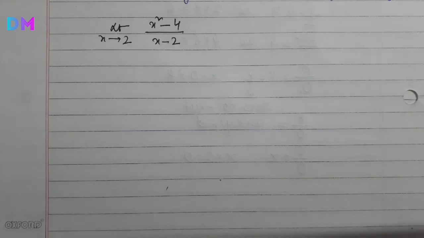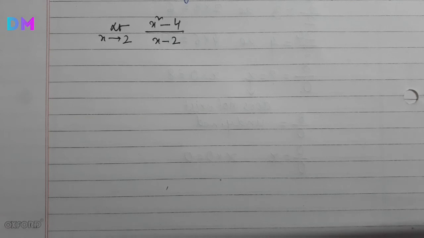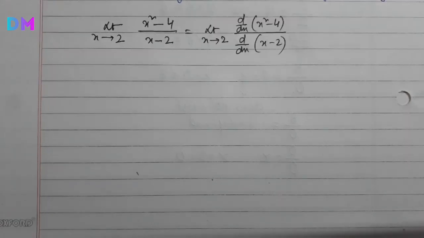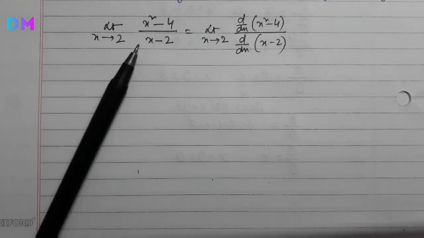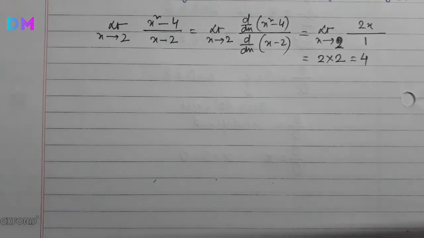Now let us see the limit. Your limit x tends to 2, (x square minus 4) by (x minus 2), which will be equal to limit x tends to 2, d dx of (x square minus 4) by d dx of (x minus 2), as this limit was 0 by 0 form, which is coming limit x tends to 2, 2x by 1, which is equals to 2 into 2 equals to 4.